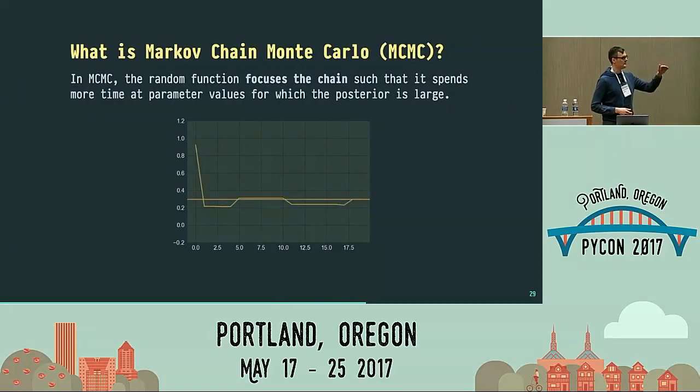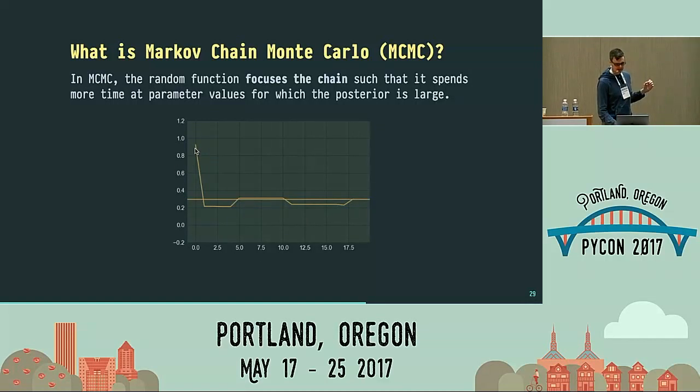And in MCMC, so Markov chain Monte Carlo, and this is now where Monte Carlo comes in, the random function is such that it focuses the chain on values where the posterior, so the thing you're looking after, is large. So it goes into the interesting region, so to speak, and it stays there and explores it a bit. Maybe it goes somewhere else for a little bit, comes back though, and stays preferably in this interesting region where the posterior is large.